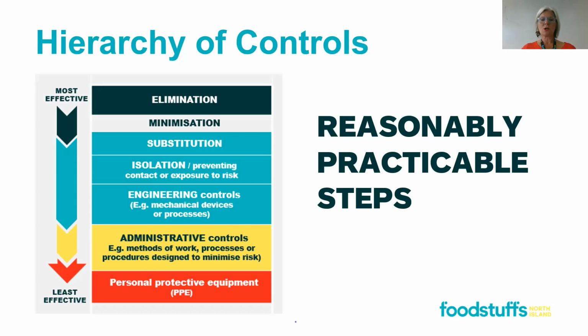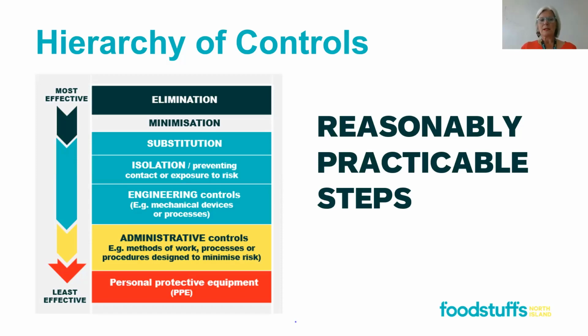In terms of admin controls, these are methods of work or processes and largely paperwork. And they would be things like licensing, training, SOPs, permission to use equipment, that kind of written sign-off. And then lastly, our last line of defence is PPE, and that typically for us is a high-vis jacket and a set of steel cat boots.